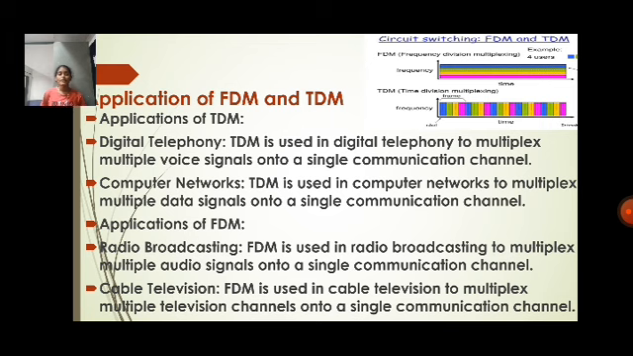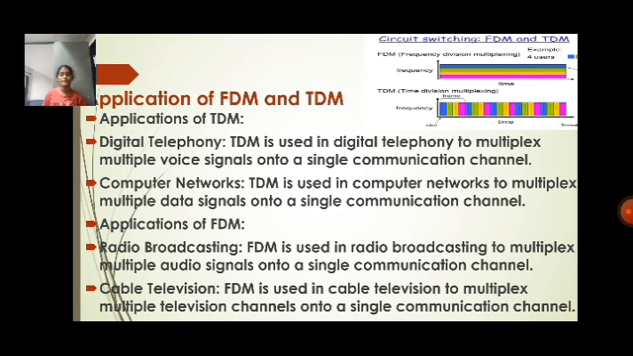In this slide, I will explain about applications of both FDM and TDM. Applications of TDM. Digital telephony, and second application is computer networks. Digital telephony. TDM is used in digital telephony to multiplex multiple voice signals onto a single communication channel. Computer networks. TDM is used in computer networks to multiplex multiple data signals onto a single communication channel.